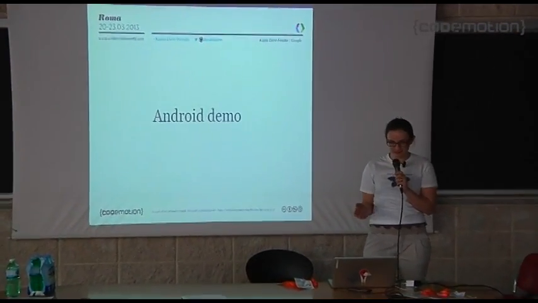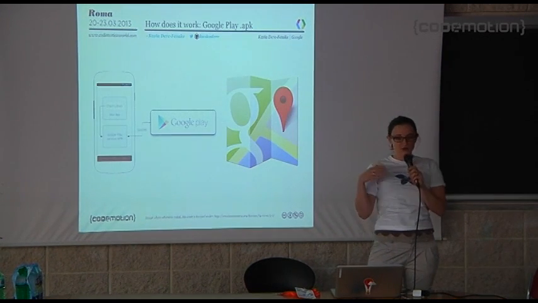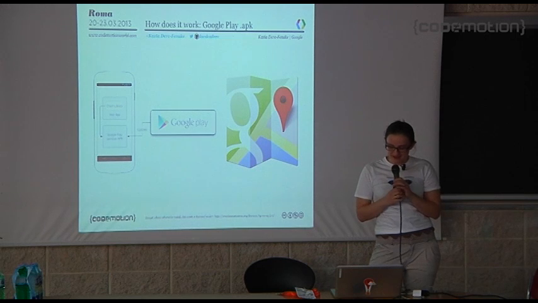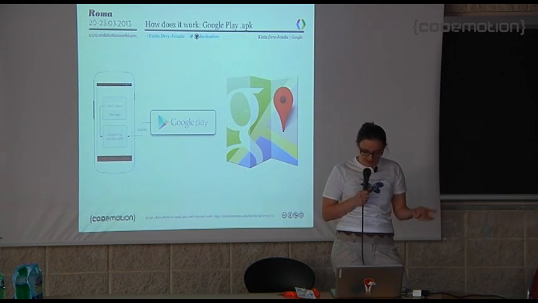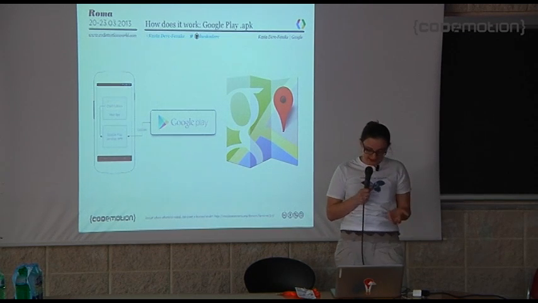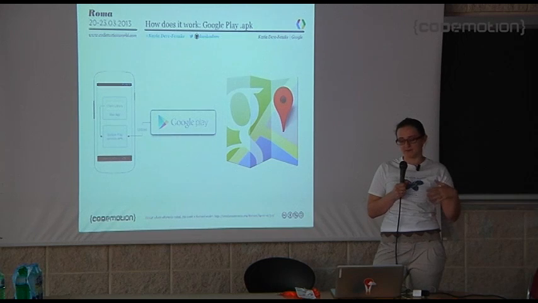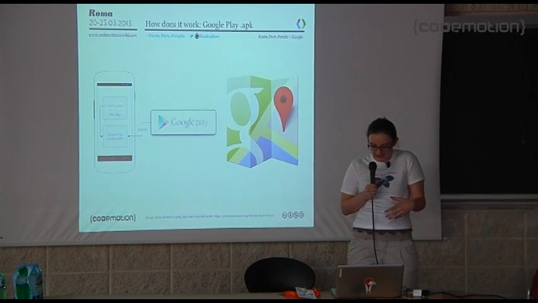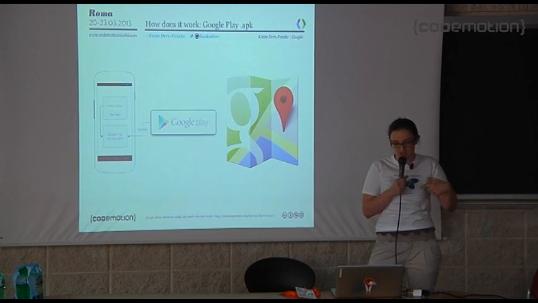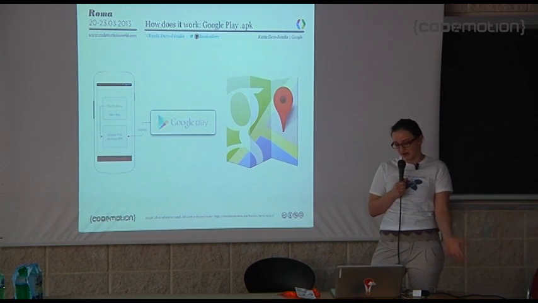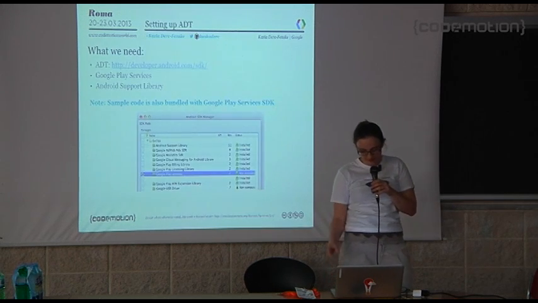Now for the Android demo. I'm going to jump a bit, but I'm chaotic myself. So how does the Android Maps API work? It's bundled with the Google Play services. You have Google Maps installed, and then in your app you have a client library to connect to Google Play services that actually gets the map from there.